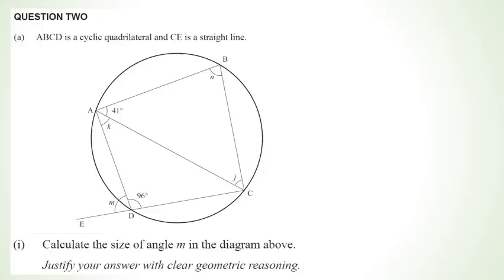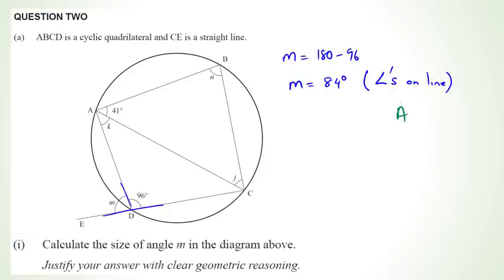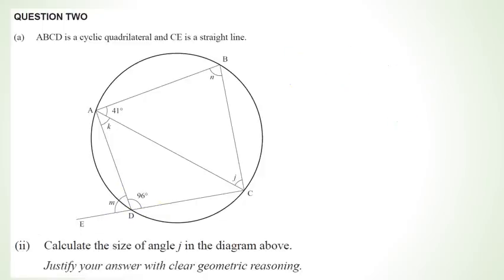Okay, so question number 2, you've got a cyclic quadrilateral. It says calculate the angle M in the diagram below. Now this should be one of the easiest achieves you should get, because M is equal to 84 degrees. The reason you get 84 is because M is equal to 180 take away 96, as we have angles on a line which equals 180 degrees. So nice and easy achieve to start the question with. All right, let's go to the next one.